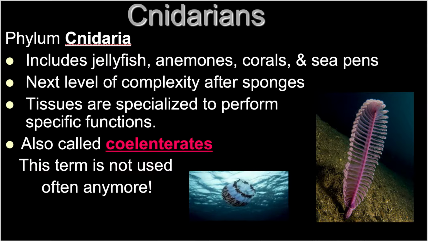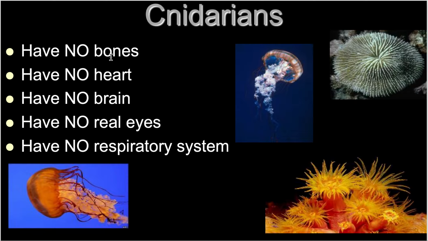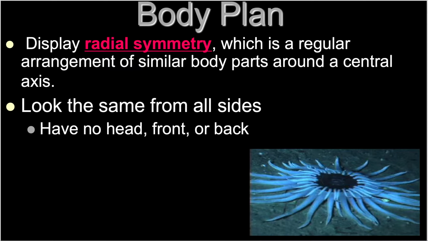So Cnidarians don't have any bones, they don't have a heart, they don't have a brain, they don't have real eyes, and they don't have a respiratory system. So again, they're still pretty basic in complexity compared to a lot of our future animals we're going to look at.